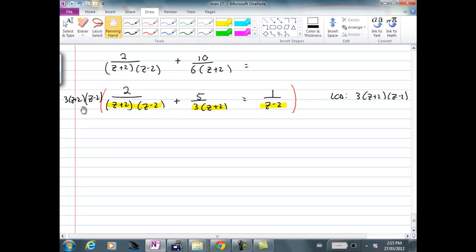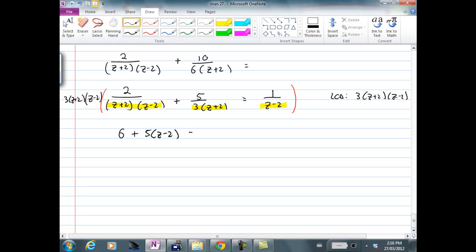If I multiply, follow this out, z plus 2 cancels with z plus 2. Z minus 2 cancels out with z minus 2. So what do you have left on top? 2 times 3. Because the only thing left is a 3. So this first number is a 6. Plus, if I take my whole LCD, multiply it by the second fraction, think about what you're left with. Z plus 2 cancels out. 3 cancels out. So what's left then? Just that z minus 2. So go ahead and go plus 5 times z minus 2.